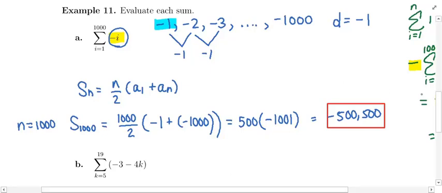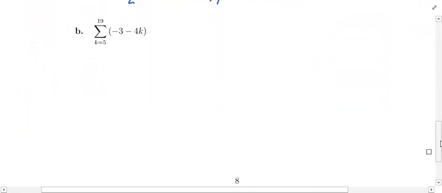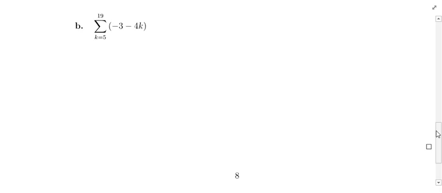The same thing is going to be true of the series in part B. We can either use the fact that this is going to be an arithmetic series, or you can use the summation rules and properties that we learned in 11.1. Either way you work it, you should get the same answer. I'm going to do this one based on the fact that this is arithmetic.